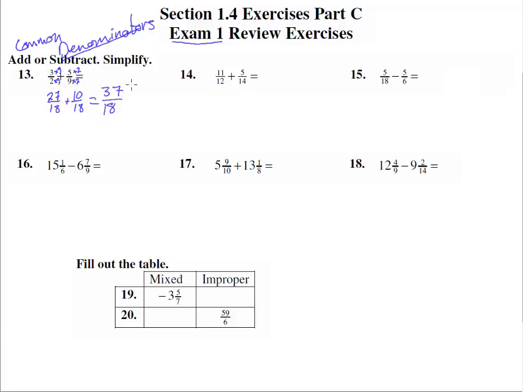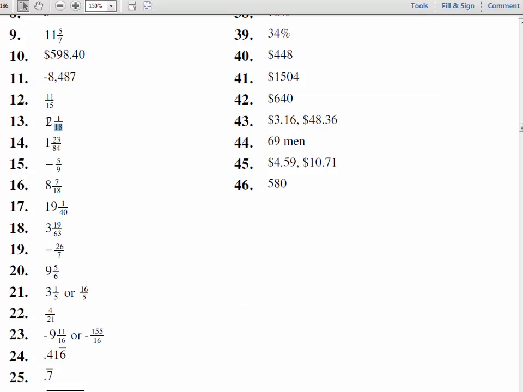Can that simplify at all? I don't think it can. We could rewrite this as 18 goes into 37 twice with 1 left over. So either that or that would be acceptable answers. Let's check our answer. 2 and 1/18, indeed, and either one of them is okay.